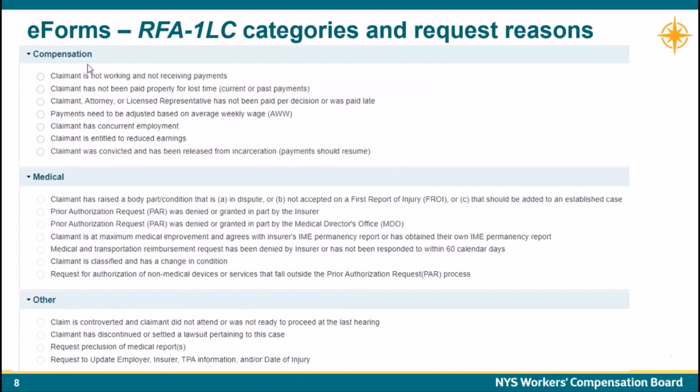And users will access the RFA-1LC e-form through the eCase application. Based on the request reasons selected, the web application will present questions for the user to answer. There are a few additional sections that need completion, such as supporting documentation and certification. Once all the questions and sections have been completed, the user will submit the form. And upon submission, the system automatically generates a PDF and places it in the case folder. The user will be able to view, print, or download the PDF from the eForms landing page, and it can also be viewed through eCase.